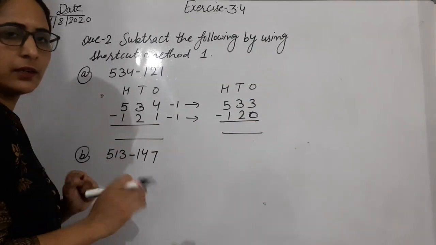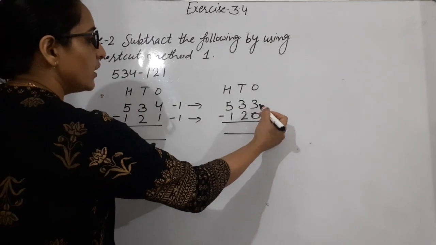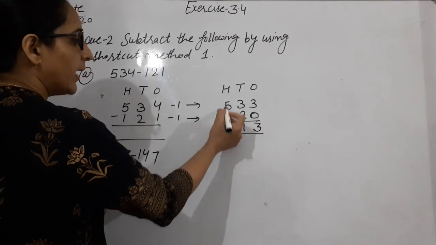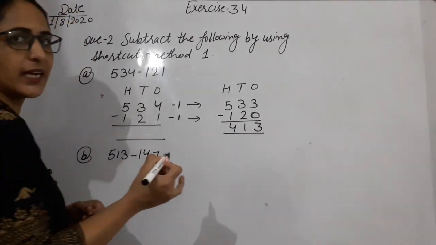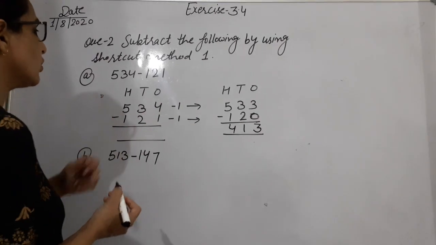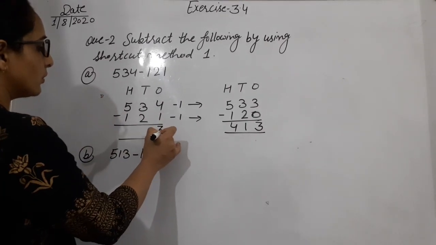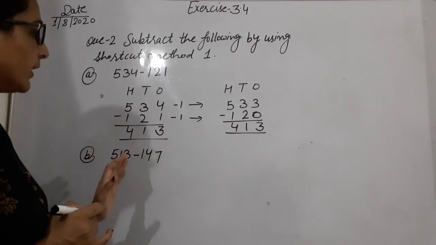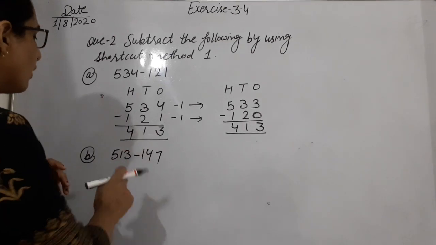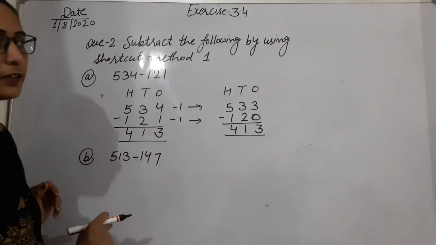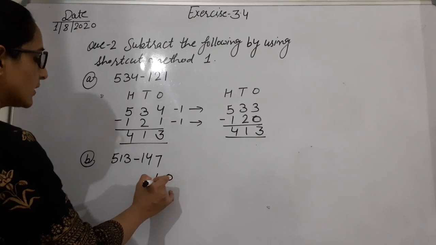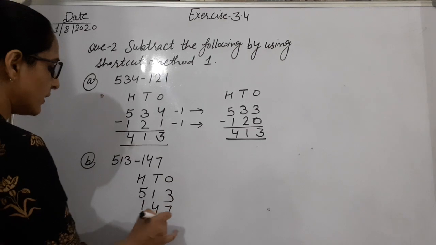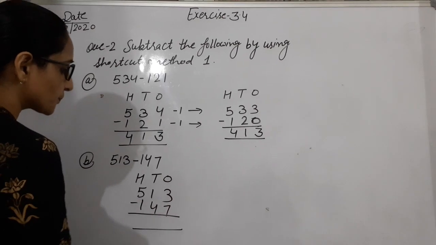Now we get 0 here. Now we can easily solve this one. 3 minus 0 equal to 3. 3 minus 2 equal to 1, and 5 minus 1 equal to 4. The answer is 430. Now check the answer here. 4 minus 1 equal to 3, and 1 and 4. The solution is 430. It means your solution is correct. Now 530 minus 147. Write the places: ones, tens and hundreds. 530 and 147. Clear? Subtract.